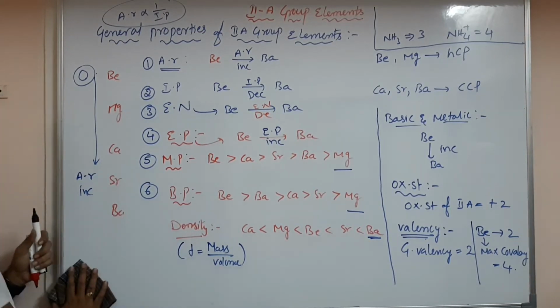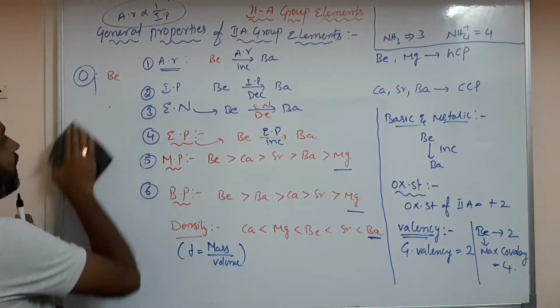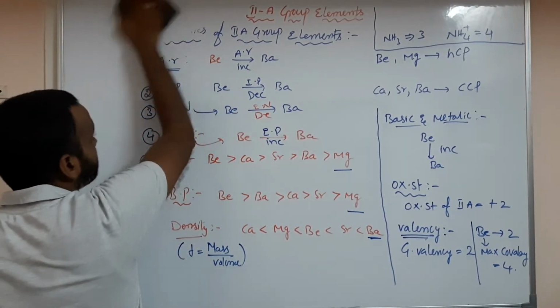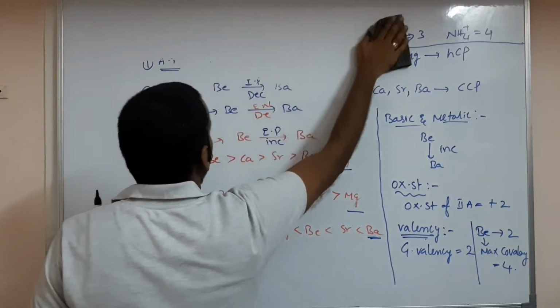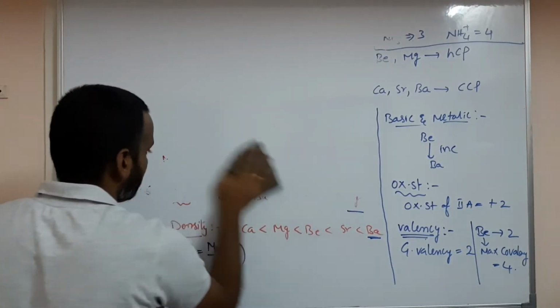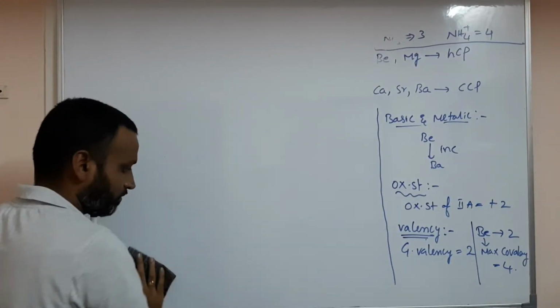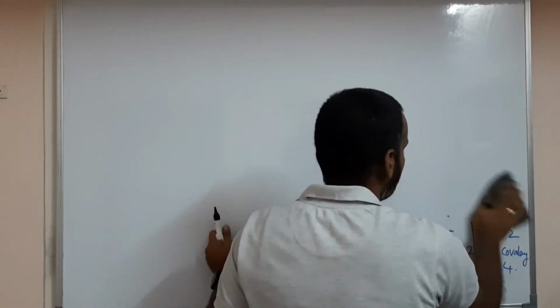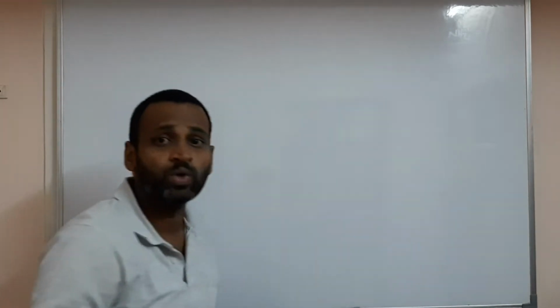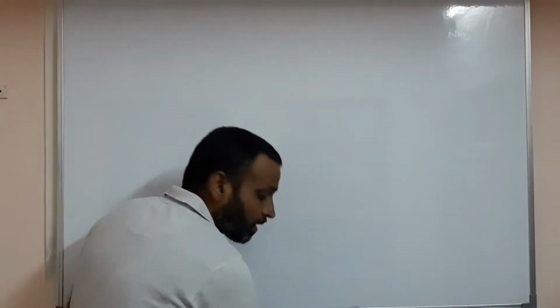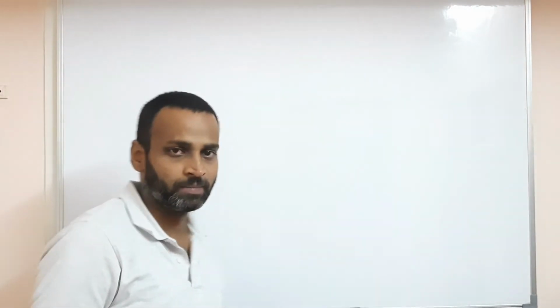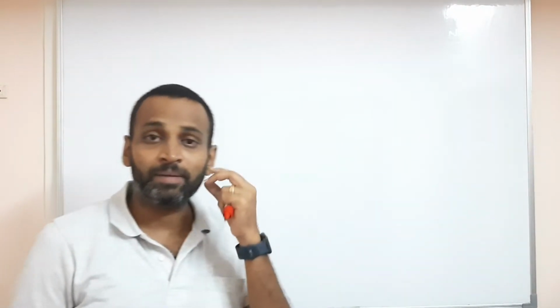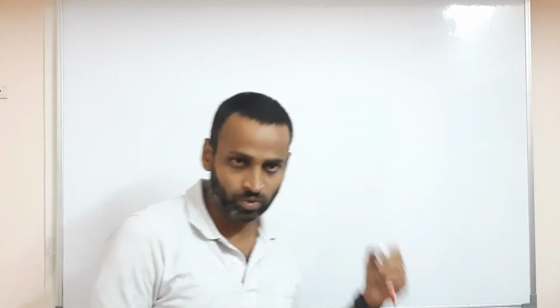Atomic radius, what happens, I told you; IP, what happens; electronegativity, electropositivity, melting point, boiling point. Who has the lowest melting and boiling point? Magnesium. Who has the highest? Beryllium. Oxidation state 2, valency 2, the group number, because these are 2A group elements. But beryllium exhibits a maximum of 4, because of its small size, and beryllium has covalent nature. All these metals exhibit ionic nature, but beryllium compounds have covalent nature. Those also we will learn.